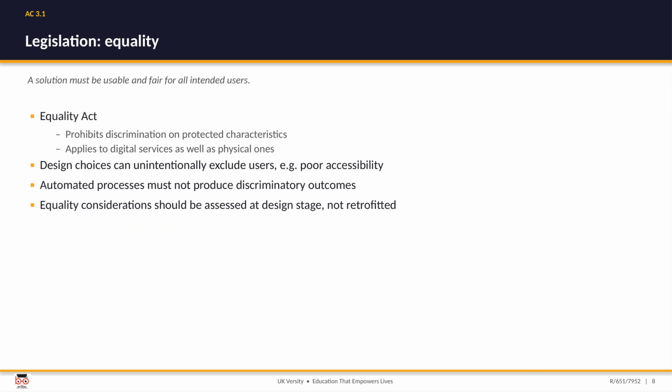Equality law reminds us that a solution has to be usable and fair for everyone it's meant to serve. The Equality Act prohibits discrimination on protected characteristics, and it applies to digital services just as much as physical ones. This bites in two ways. First, design choices can unintentionally exclude people, poor accessibility being the classic example. Second, automated processes must not produce discriminatory outcomes. The lesson is to assess equality at the design stage, rather than retrofitting it once complaints start arriving.